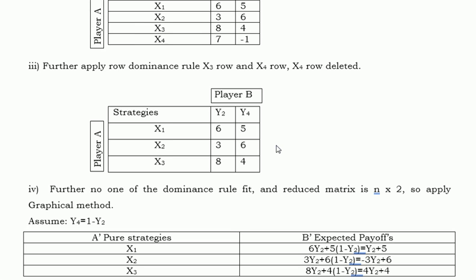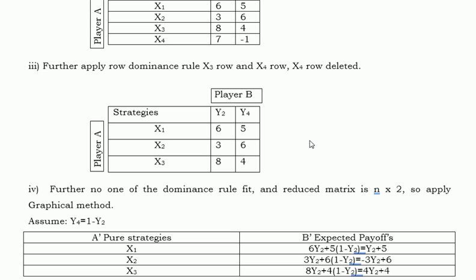Now check for the average row dominance. Average row dominance means select any two rows and find their average. For example, if you take the average of x1 and x2, the average is (6 plus 3) by 2, that is 9 by 2, 4.5, and (5 plus 6) by 2, that is 5.5. So the new values are 4.5 and 5.5.